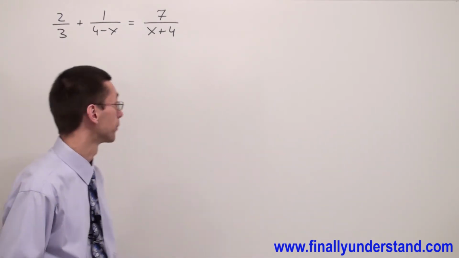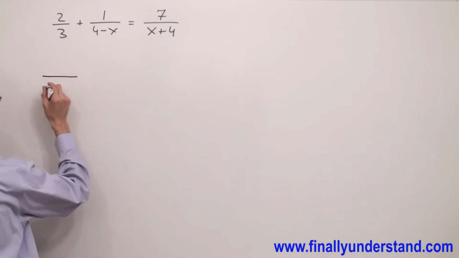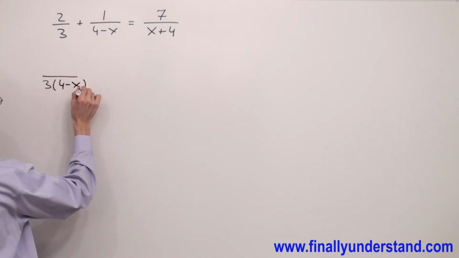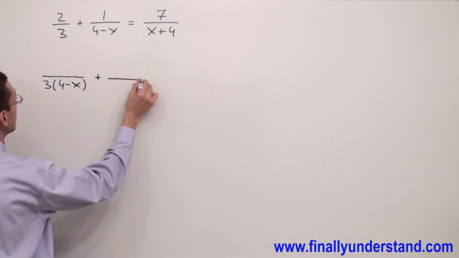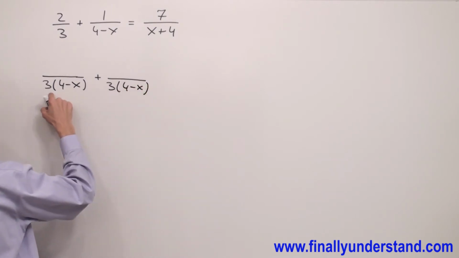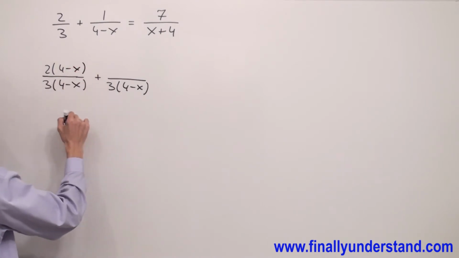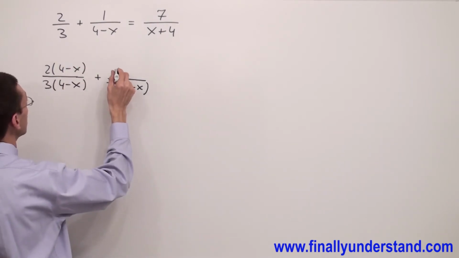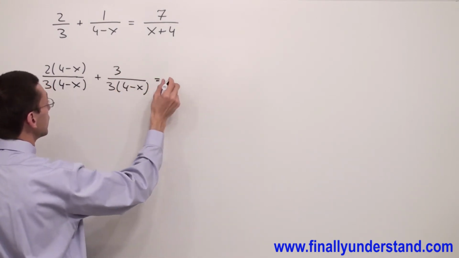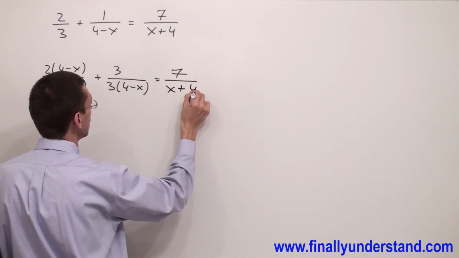cross multiplication. The common denominator for these two fractions is 3 times (4 minus x). In the numerator I'm going to have 2 times (4 minus x) plus 3 times 1, which is 3, equals 7 over x plus 4.